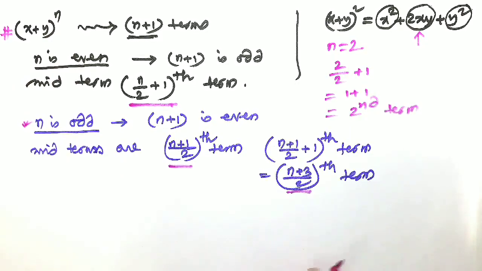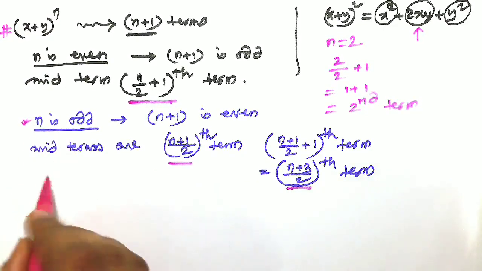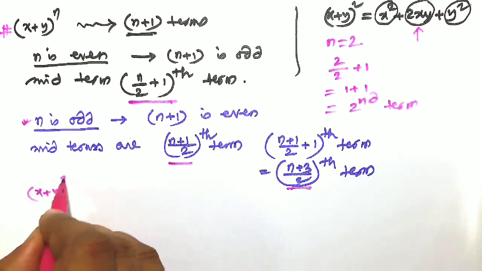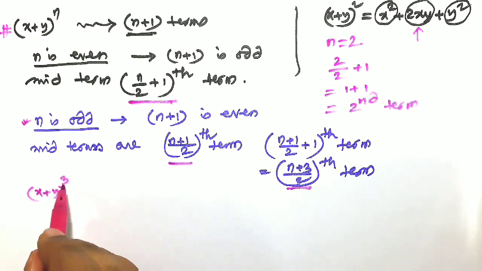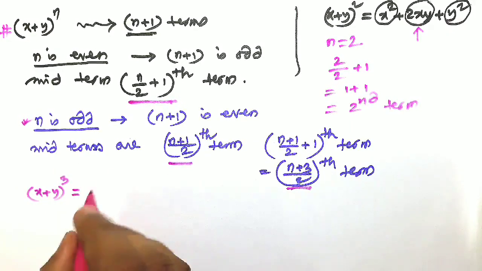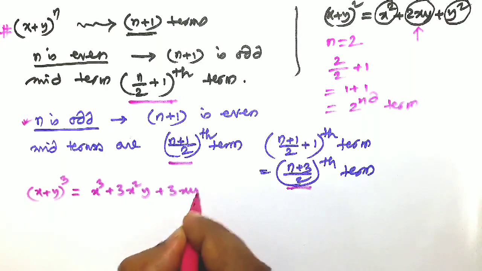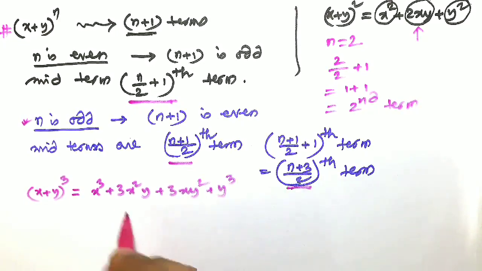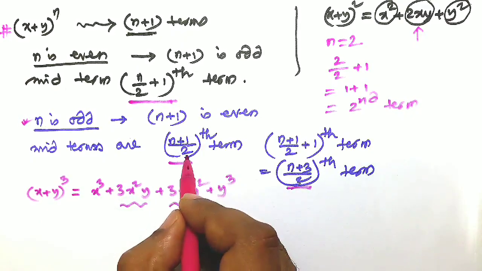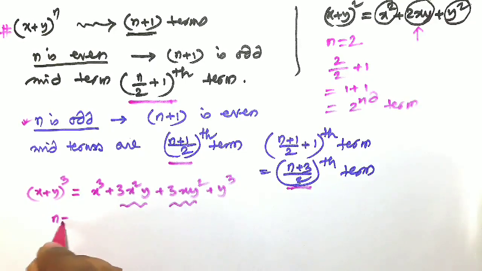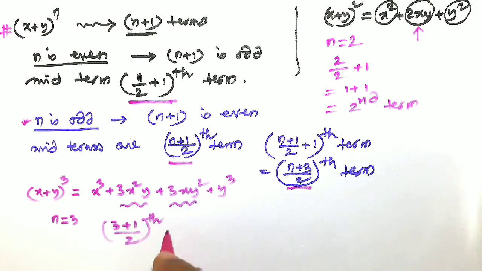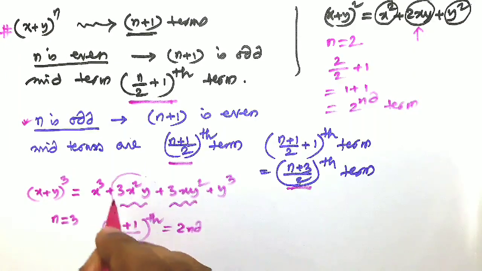Now you have to check this. First of all, take an example, say (x + y)^3. n is 3, and 3 is an odd number. So in this expansion you will get x^3 + 3x^2y + 3xy^2 + y^3, isn't it? Obviously you see these two, 3x^2y and 3xy^2, are the middle terms. And how do we actually get them? The rule is (n + 1)/2. Here n is equal to 3. So (3 + 1)/2 is the second term. This is the second term.